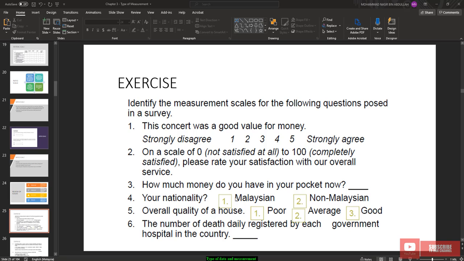Your nationality, Malaysian or non-Malaysian, this is a nominal scale. Overall quality of house: poor, average, and good. So it ranks from poor, average, to good. So this is an ordinal scale. The number of deaths registered daily by each government hospital in the country. So it can be either 2 or 1 or 6. So this is a ratio scale, right?